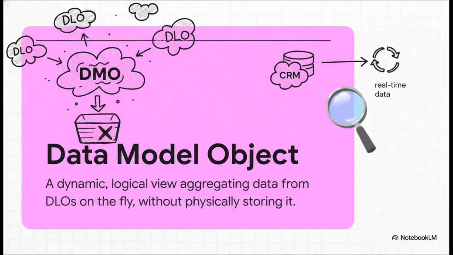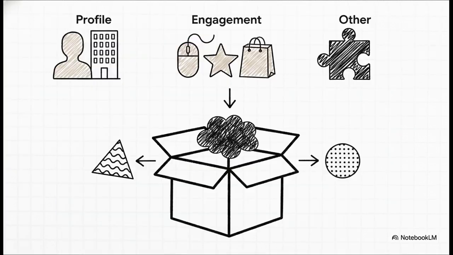The absolutely key takeaway here? A DMO does not physically store the data records itself. Not at all. It acts exactly like a familiar Salesforce CRM object, just pulling the latest data to give you a real-time, totally up-to-date picture of a business entity. To keep all of this strictly organized, every single DMO is assigned to a specific category. We basically have three main ones.